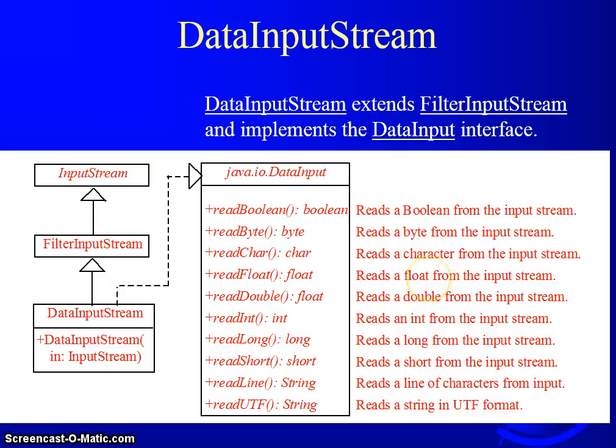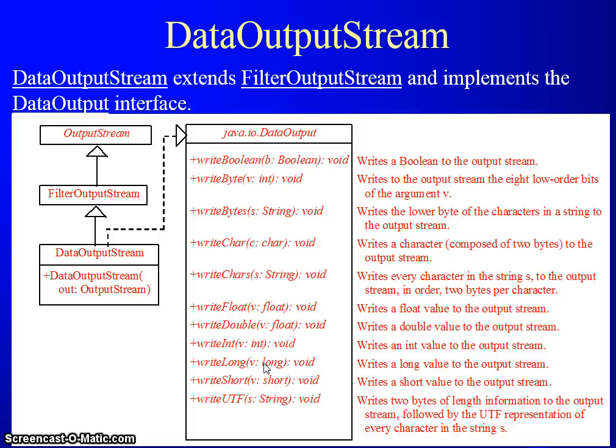Alright, so now we see the hierarchies here. Let's look at some methods of the data input, just like you do nextInt, nextDouble in your Scanner. Same, this can do readBoolean, readByte, readChar, right? DataInputStream, and so on. And same with the data output, you can writeBoolean, writeByte, writeChar.